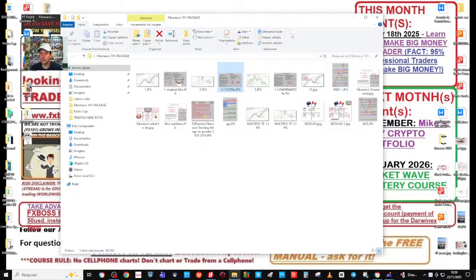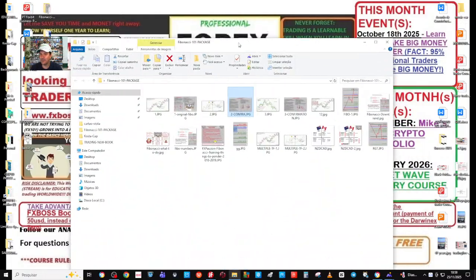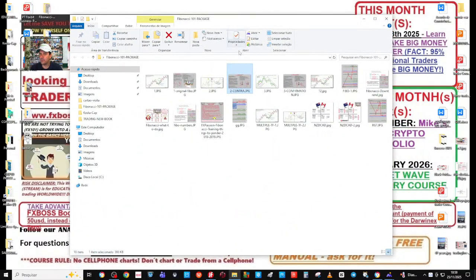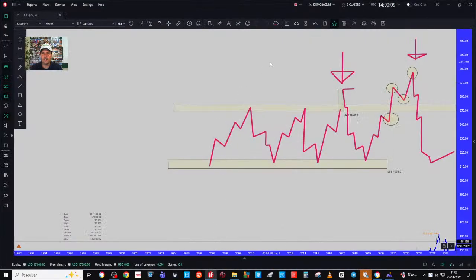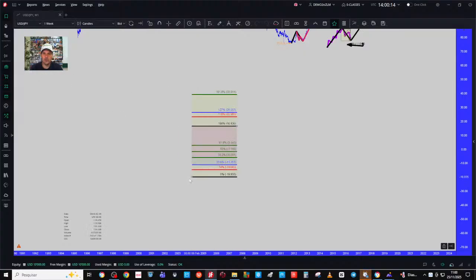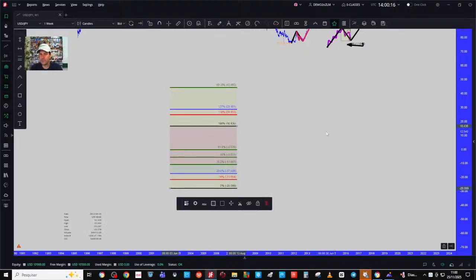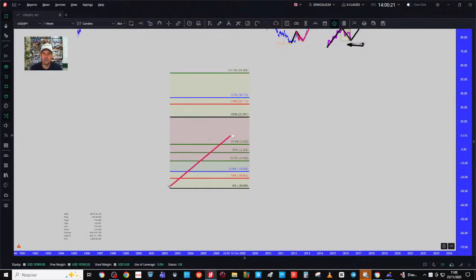Okay, so we're going to just go to the lesson without the initial talk. So the contrarian Fibonacci and the rules. First, the original Fibonacci. Number one, we use the original Fibonacci to determine trend direction.